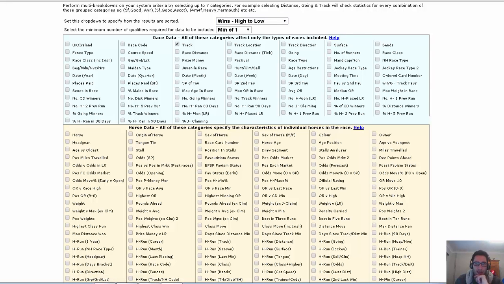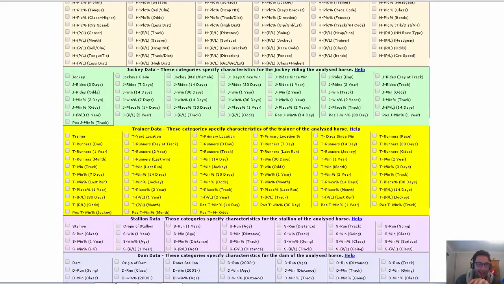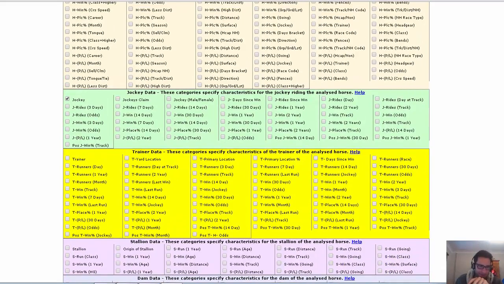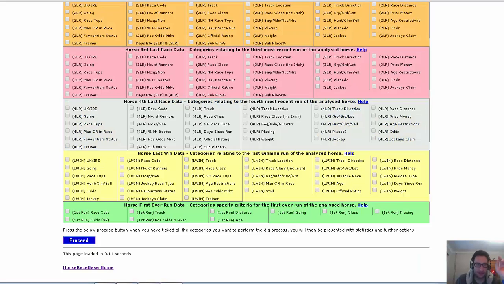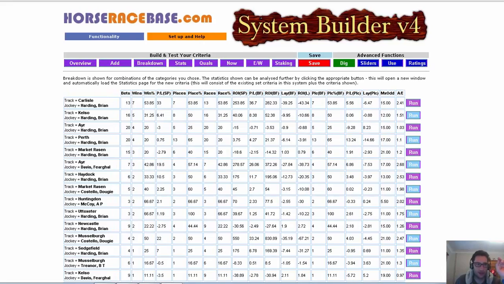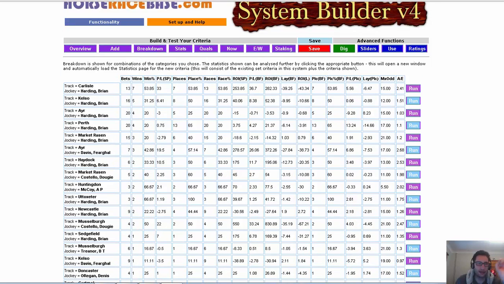So if we look at track and jockey, I'll mix those two together. If we look at track and jockey, we can see if there are any particular tracks with any particular jockeys that do well. So Brian Harding, handicap hurdlers at Carlisle.